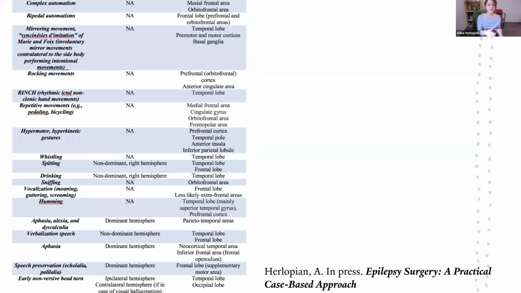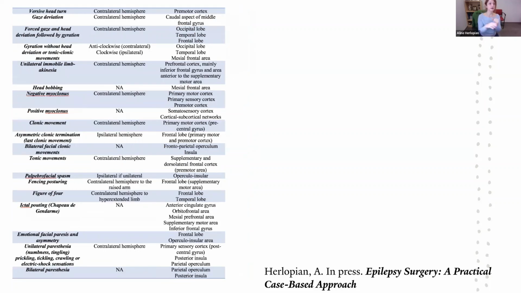And lastly, the most prominent is the hypermotor gestures that point to the prefrontal cortex, like kicking, bicycling, pedaling, pelvic thrusting. Aphasia points to the dominant frontal lobe, dominant temporal area. You have the versive head turn. So if it's early on, versive head deviation, it has to be in the frontal eye fields, which is the posterior part of the middle frontal gyrus, and anterior to the premotor area, contralateral always.